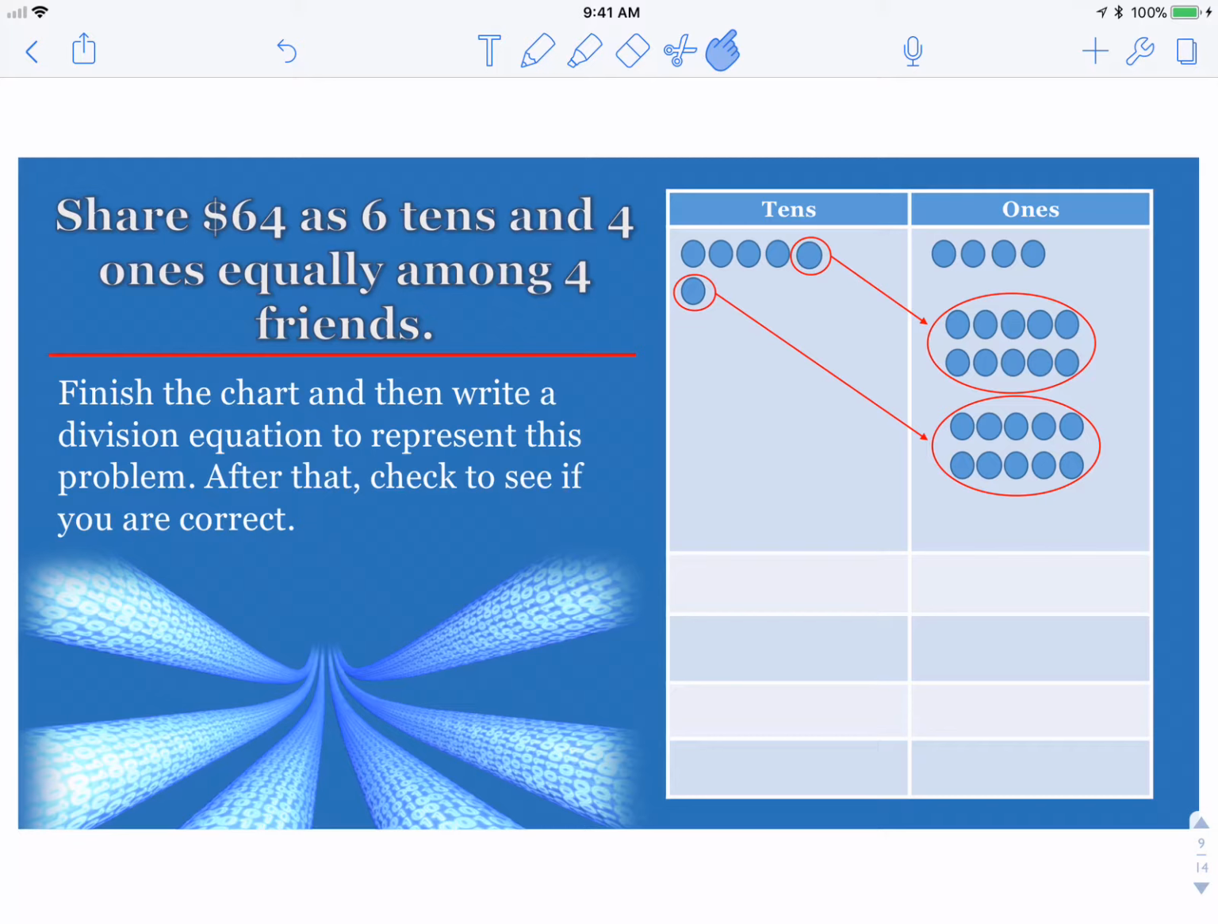So finish the chart and then write a division equation to represent this problem. After that, check to see if you're correct. Remember, to check to see if you're correct, you multiply the quotient times the divisor, and that will give you the dividend if you add the remainder to it. Now, in this case, we had 2 tens left over, so we distributed them over to the ones column, and that gave us 20 ones. So go ahead, solve this problem, and then check your work.